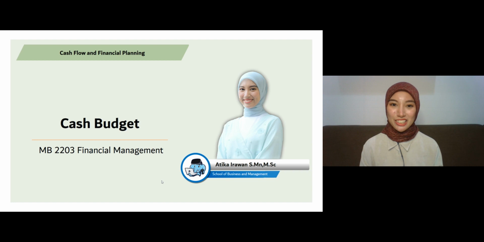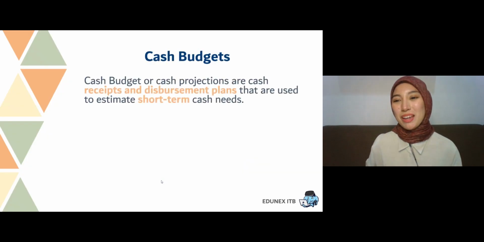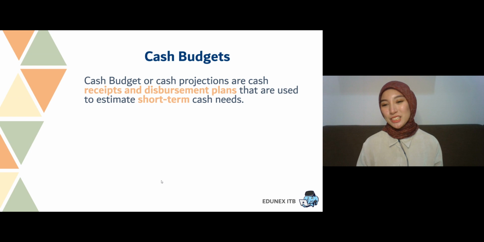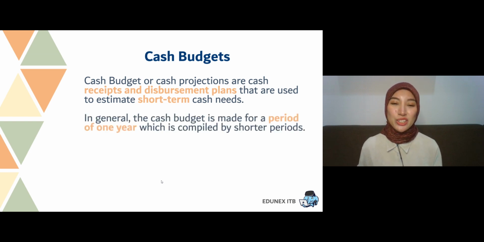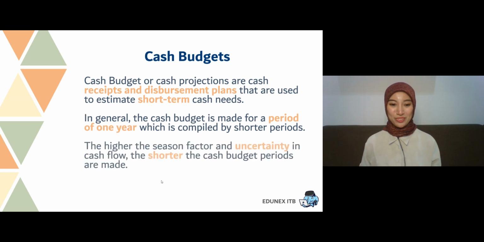Continuing from our last session in financial planning, now we begin to talk about cash budget. So what is cash budget? Cash budget, or cash projections, are cash receipt and disbursement plans that are used to estimate the short-term cash needs. Usually it is done in a 1 year period or shorter, depending on your company's preference. The higher the seasonal factor or the higher the uncertainty, the shorter the cash budget periods you must make.